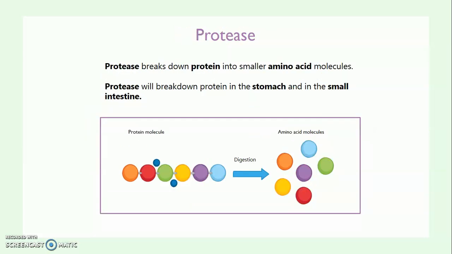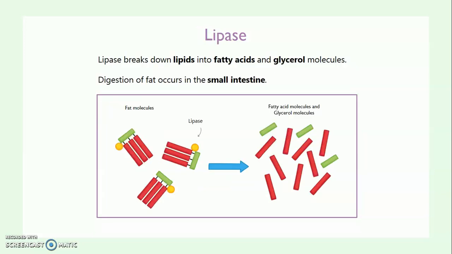Protease breaks protein down into amino acids. So it works in the stomach and in the small intestine. So you've got these protein molecules, and the protease breaks it down into amino acids. And finally, we've got lipase.